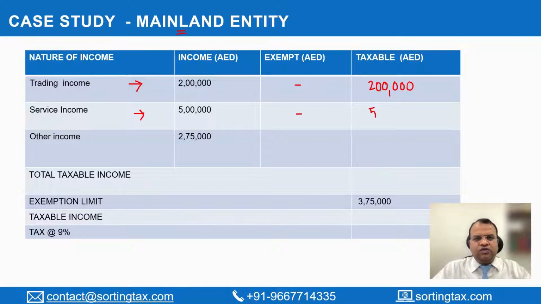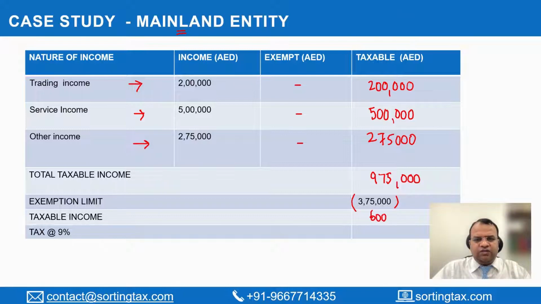Again, no exemption available. If there are any specific exemptions that come in, then that is something we are going to discuss maybe once those are announced. And it has other income of 275,000, which is again not exempt from tax. So the total taxable income here comes to 975,000 dirhams. Out of this, there's an exemption of 375,000 dirhams.